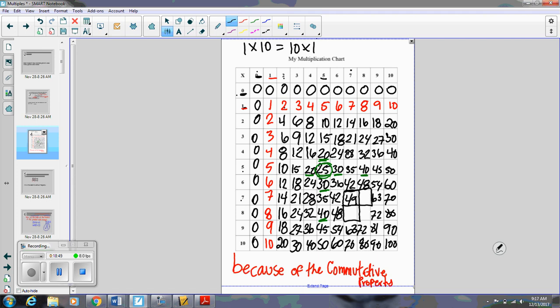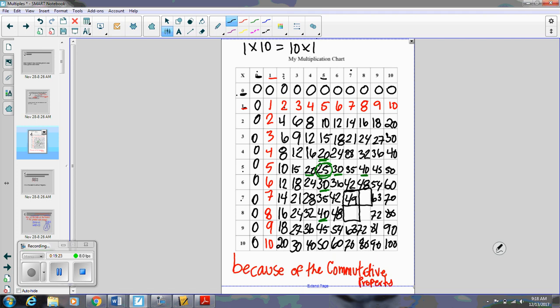Can I fill that in anywhere else? Think. Can I fill 7 by 7, 49 anywhere else? Parker, I can? Where? If it's 7 by 7, it's the same number. Is there going to be another spot for it? No. All right, what about 7 by 8?